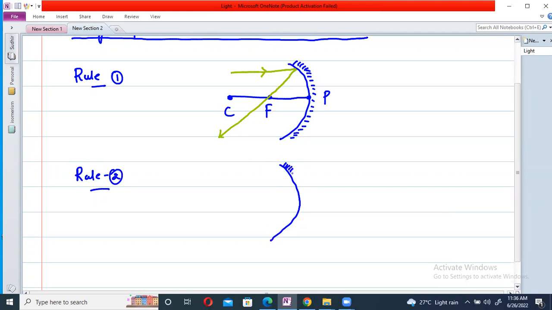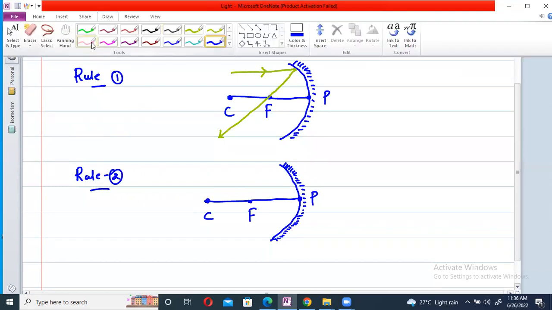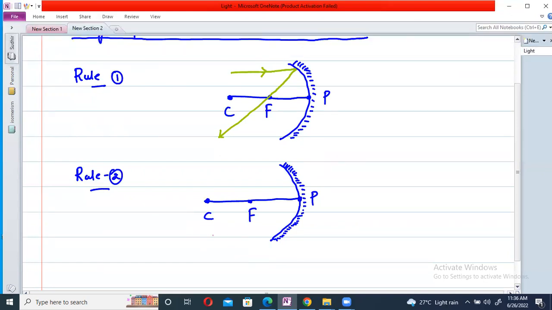If we have a concave mirror, in the same way, pole P is there, center of curvature C is there, focus F is there. Let us say a ray of light passes through the point F, means the ray of light passes through the focus and is incident on the mirror. Then the reflected ray will be parallel to the principal axis. I repeat again, a ray of light passes through the focus and is incident on the concave mirror. Then this reflected ray will be parallel to the principal axis. This is rule number 2.